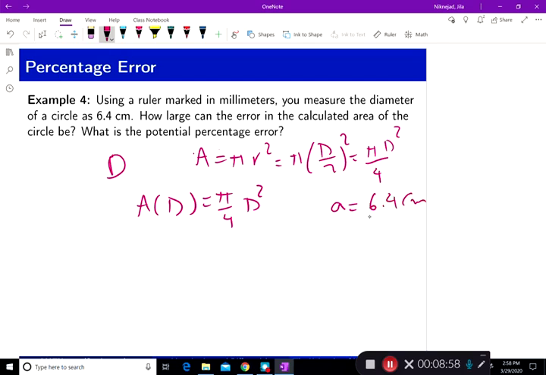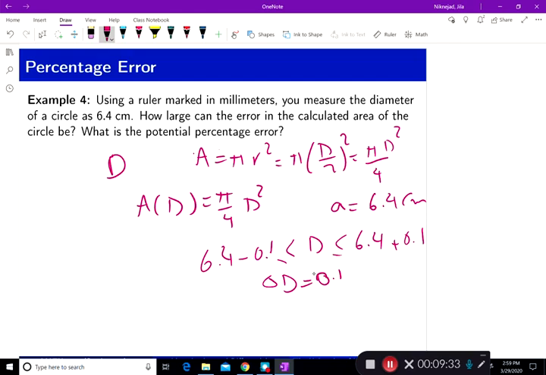But d is going to sit between 6.4 plus 0.1 centimeter, which is 1 millimeter, and 6.4 minus 0.1 centimeter, which is 1 millimeter. And so this is basically telling us that delta d is equal to 0.1. Okay, and the absolute value of delta d is maximum 0.1.